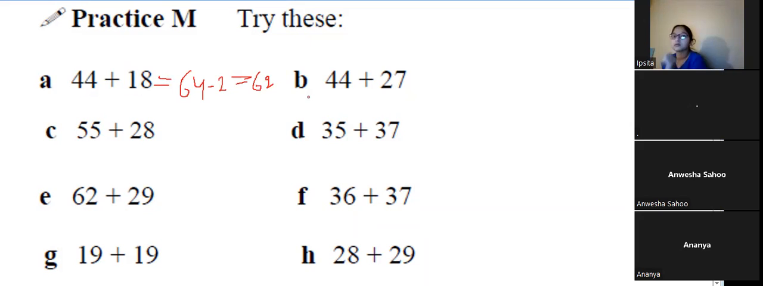Then Afini, B. Second question. So you add 30 and then subtract 3. How much will it be? 71. Yeah, 44 plus 30 is 74, minus 3.